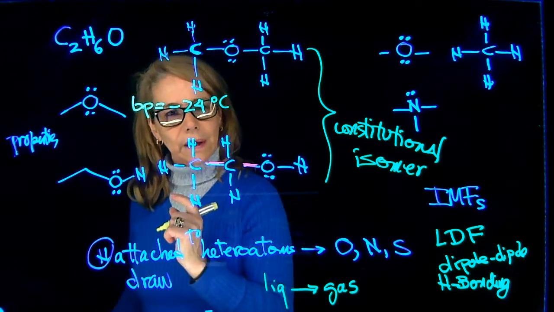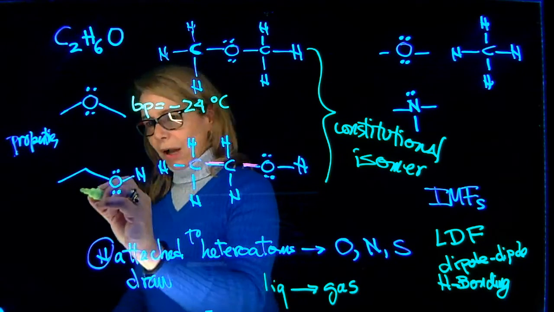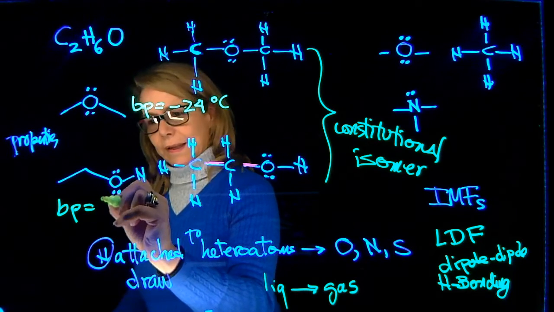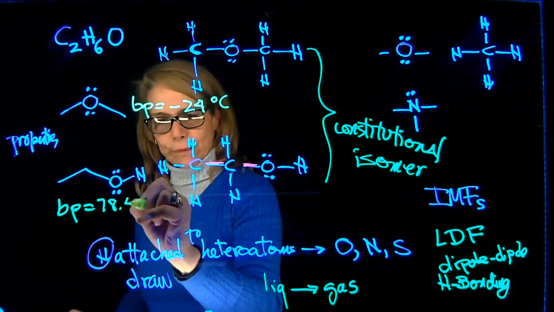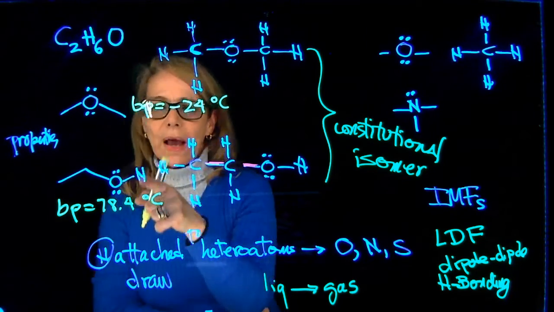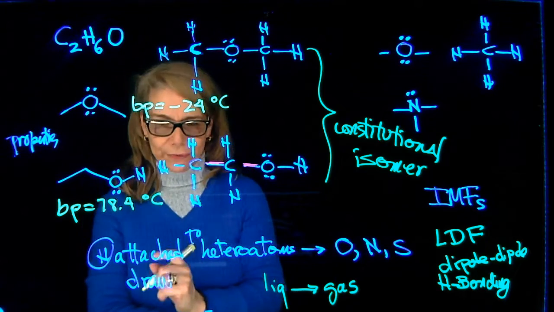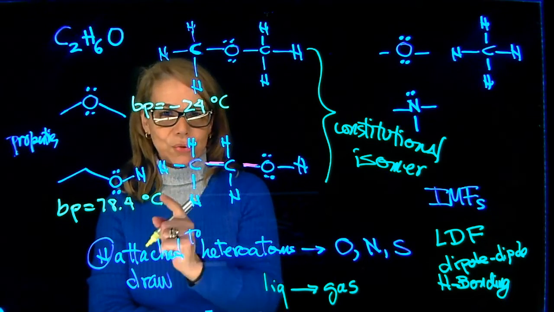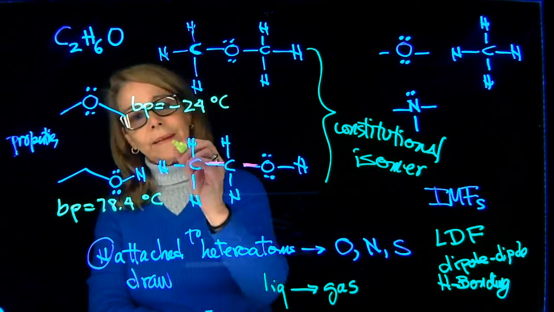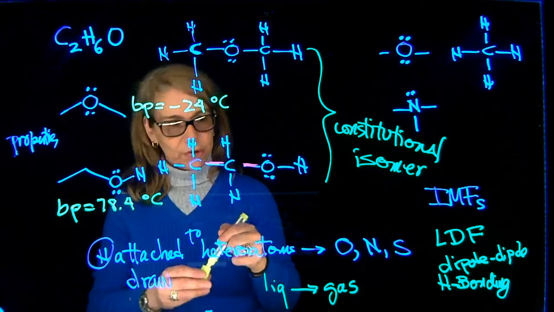So this guy is a gas. And now ethanol, however, the boiling point is 78.4. And that is a liquid. So notice, same number of atoms, and notice the huge difference in boiling point. And this is due to intermolecular forces. The ethanol molecule is capable of hydrogen bonding.